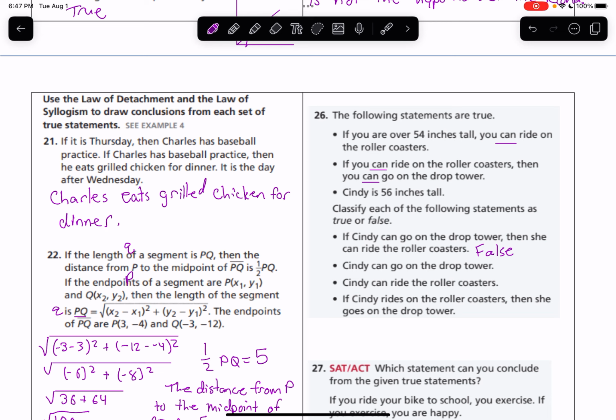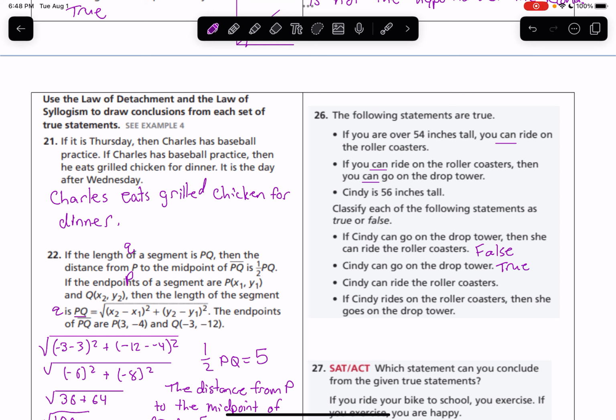The next one is Cindy can go on the drop tower. Well, we have our two statements. If you are over 54 inches tall, you can ride on the roller coasters. If you can ride on the roller coasters, then you can go on the drop tower. So then we can use our law of detachment. Cindy is 56 inches tall. We have fulfilled the hypothesis of our first statement, which means we can conclude the conclusion of our second statement. So yes, this is true.